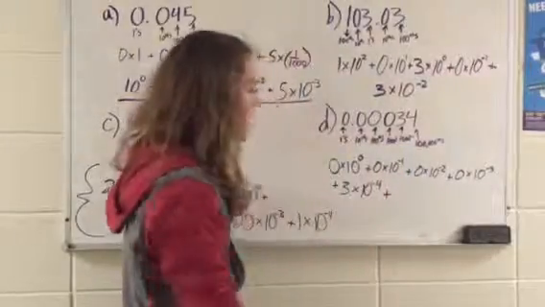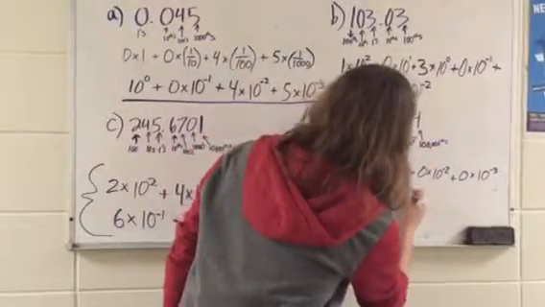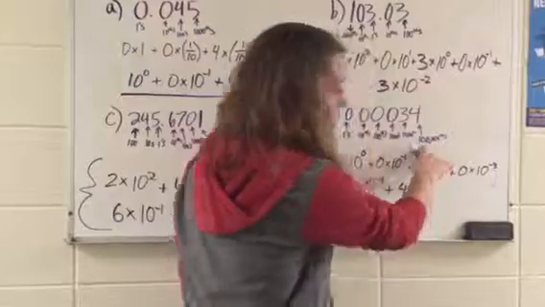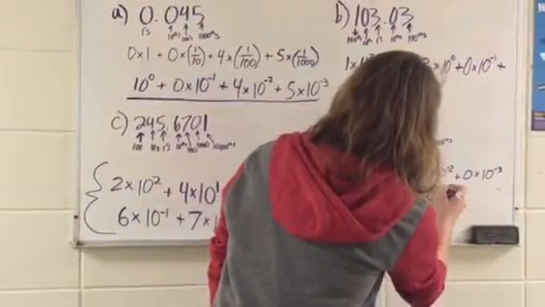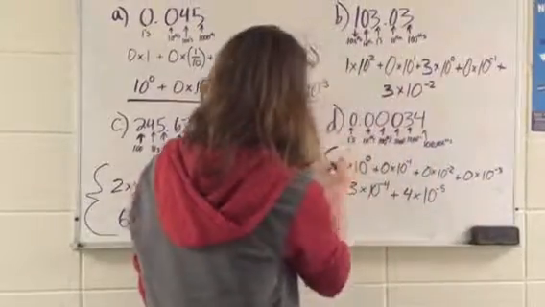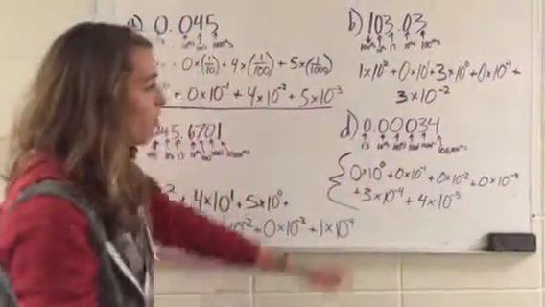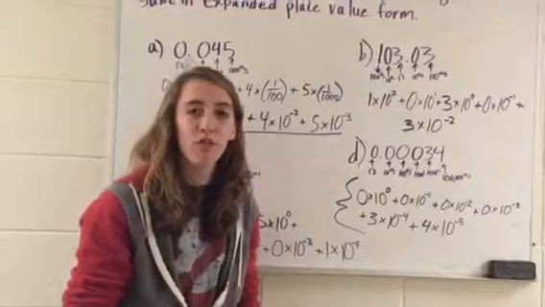Plus, finally, we have this 4. And it is in the hundred-thousandths place. So we're going to times it by 10 to the negative 5th. And that is your expanded form of 0.00034. There we go.